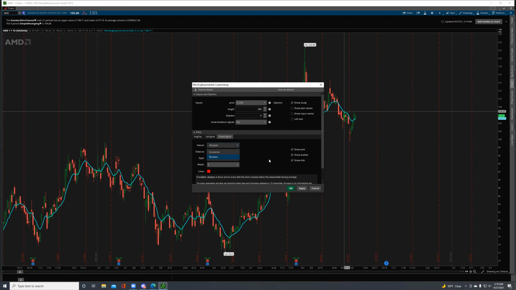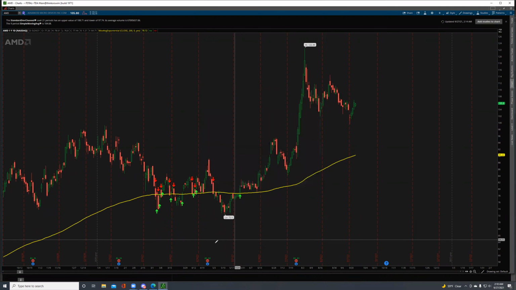I can't remember Boolean versus numerical. As far as the arrow goes, I think Boolean is proper. So numerical is going to be our average number here. So let's apply that, and voila.